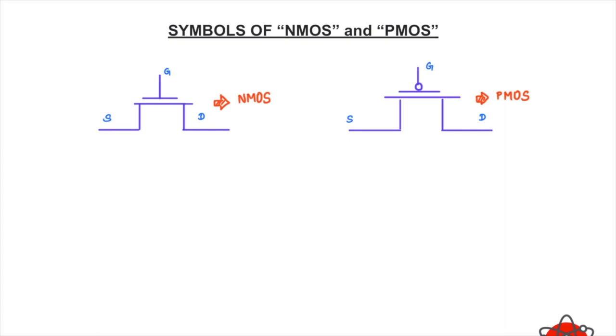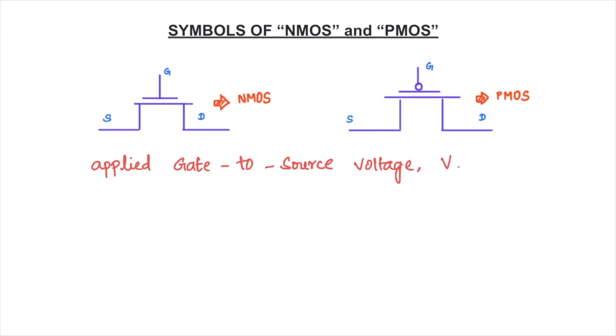The basic prerequisite for understanding the working principle of either nMOS or pMOS transistor is the threshold voltage conditions for the transistor to turn on. The MOS transistor will turn on only when the applied gate to source voltage, which we denote as VGS, is greater than or equal to the threshold voltage, which is denoted by VT.